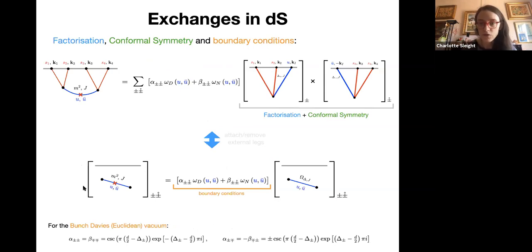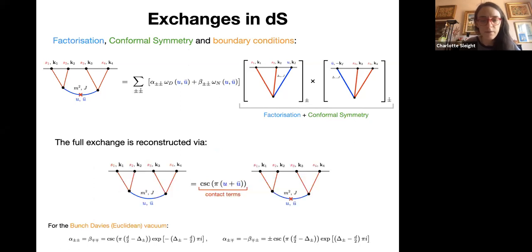And to get the full contribution to the on-shell exchange in de Sitter, you have to sum the contributions from each branch of the in-in contour. And again, if you want the on-shell exchange in the Bunch-Davies vacuum, you make this choice for the coefficients alpha and beta. So just like in AdS, this is how we fixed the on-shell exchange in de Sitter. And again, the final step is to reconstruct the full exchange from its on-shell piece. You multiply by this cosecant factor that contains the contact terms. Are there any questions at this point? So now I'll move on to something else.